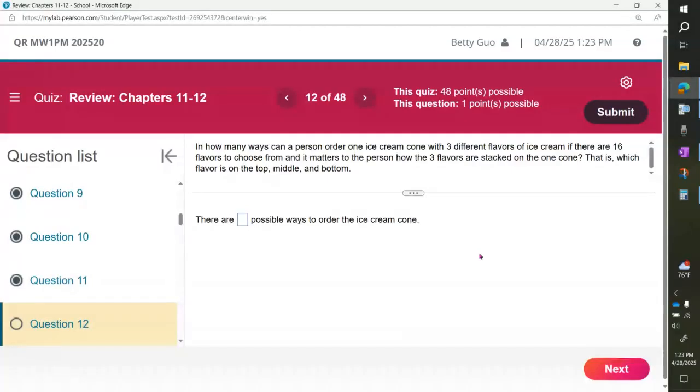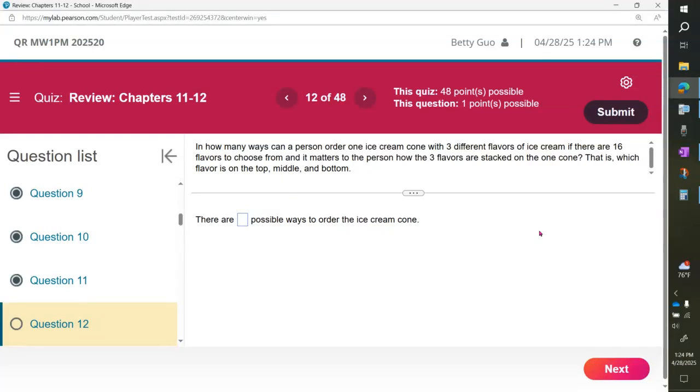Question number 12. In how many ways can a person order one ice cream cone with 3 different flavors of ice cream if there are 16 flavors to choose from, and it matters to the person how the 3 flavors are stacked on the one cone? This sentence, it matters how the 3 flavors are stacked on a cone, means the order matters. This is a permutation problem. That is, which flavor is on the top, middle, and the bottom.